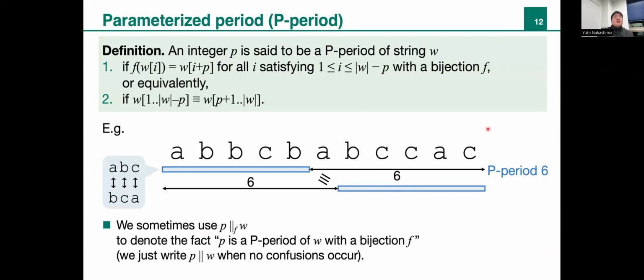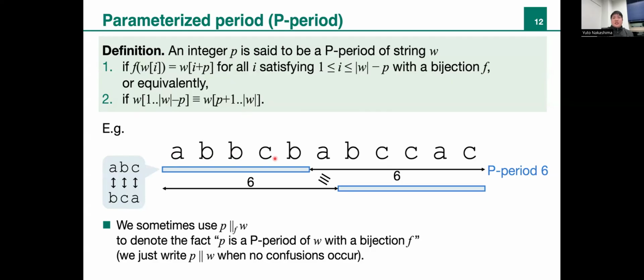Now I can explain the parameterized period by using the standard period. This is the definition: an integer p is said to be a parameterized period, p-period in short, of string w. There are two equivalent definitions. The ith character of w maps to the (i+p)th character by a bijection f for all positions i, or the border-like definition is also equivalent.